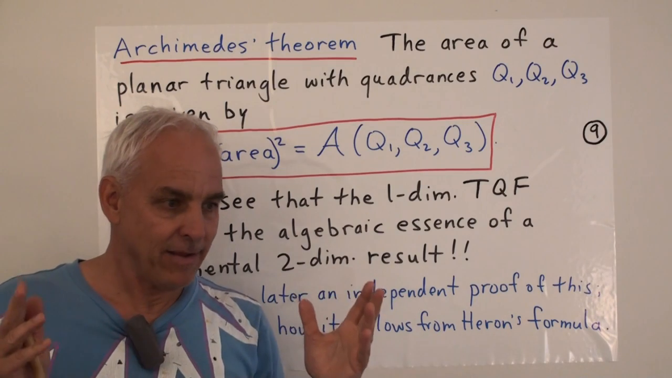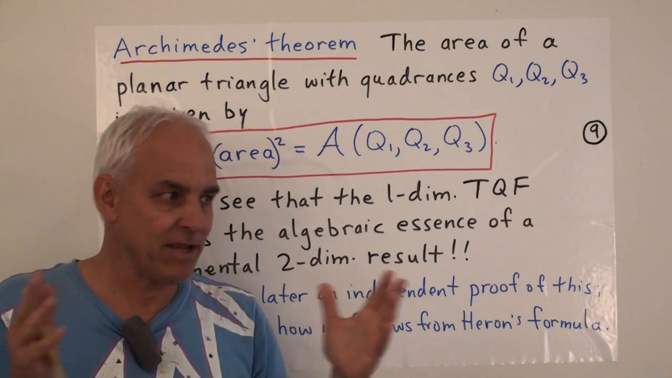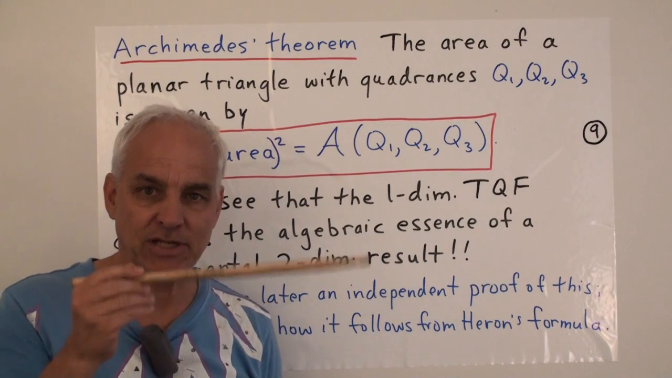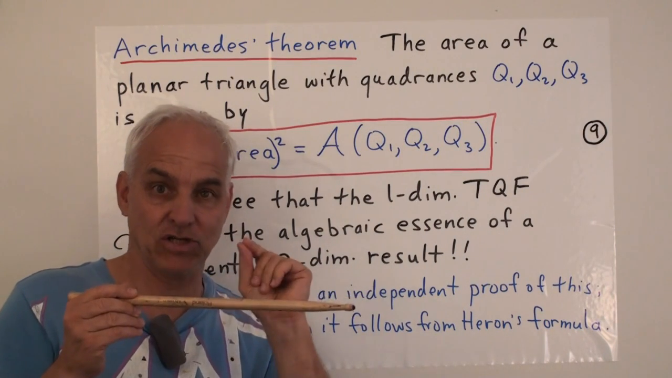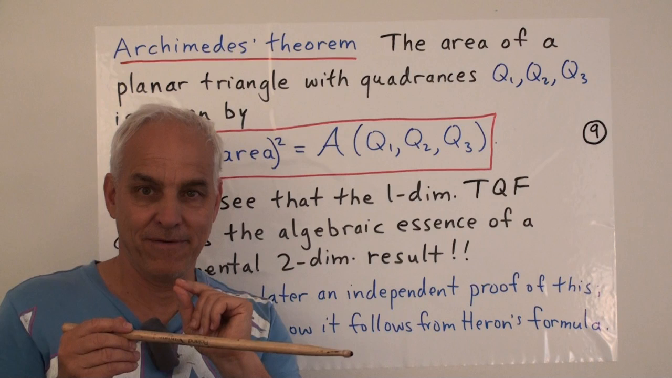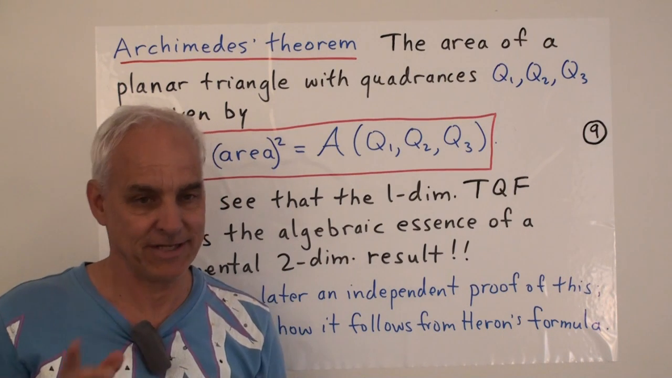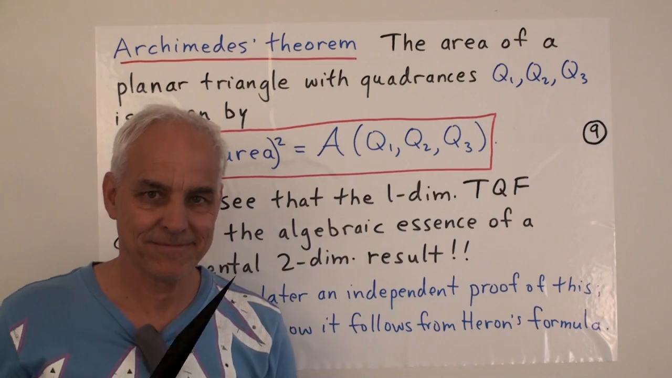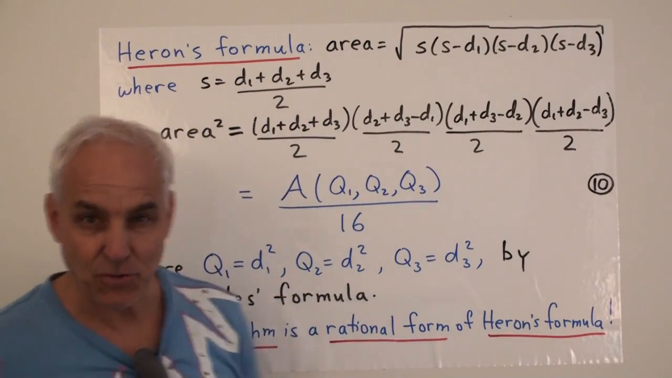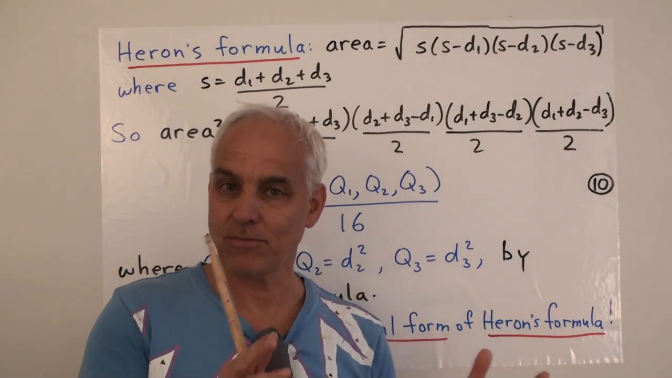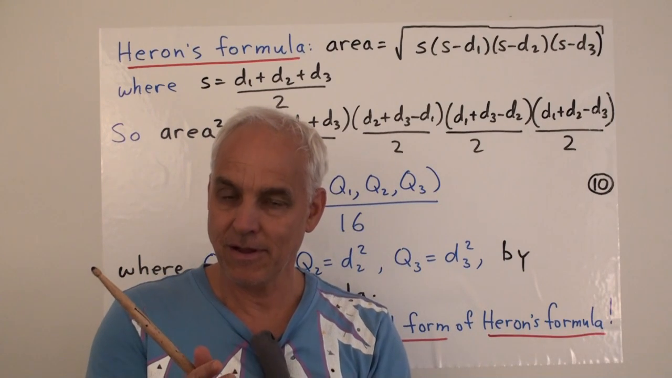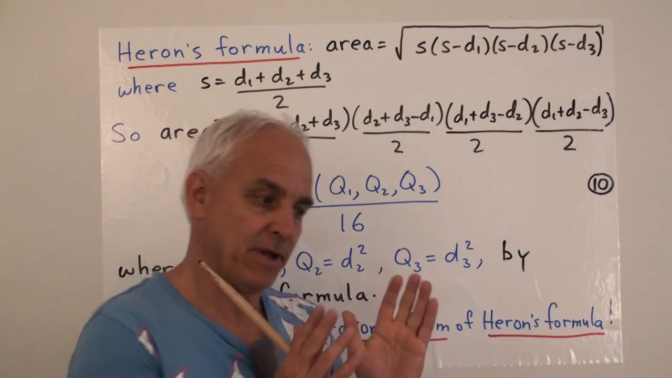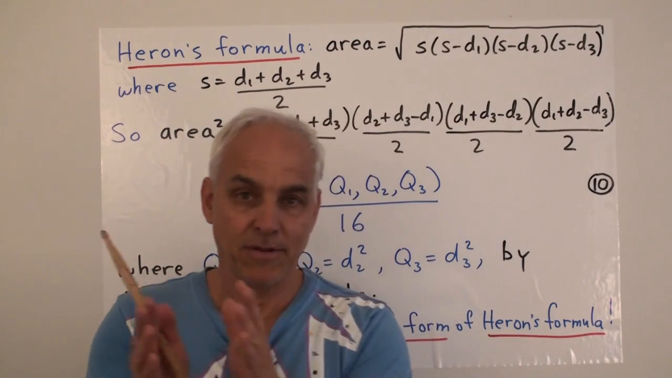This is a very interesting possibility that maybe we can discover lots of things in higher dimensions by understanding what's happening in lower dimensions well enough. Okay, we're going to see this as a very nice insight. So now let me show you how to go from Heron's formula, we'll transform that to derive Archimedes' theorem, going from something irrational to something rational.